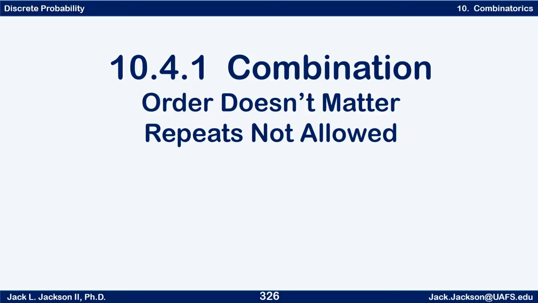Okay, we're back with one more example of counting arguments. This one is going to be about what's called a combination, where the order doesn't matter and repeats are not allowed. So this is similar to the permutation in the sense that we're choosing from a group of n objects, we're going to choose k of them. But again, like the permutation, repeats are not allowed, but what's different is this time the order doesn't matter.